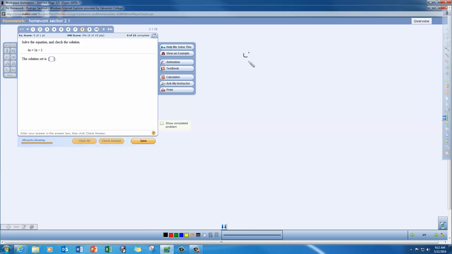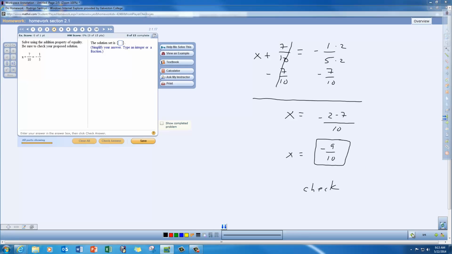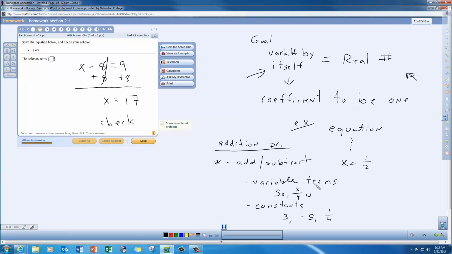Next problem, we have 4x equals 3x minus 3. Once again, what we're doing in this section is solving equations using the addition property, which means we're either going to be adding or subtracting constants or variable terms. And if we go back on the very first problem, we saw the variable term is something like a coefficient and a variable. So we're either going to be adding or subtracting these.